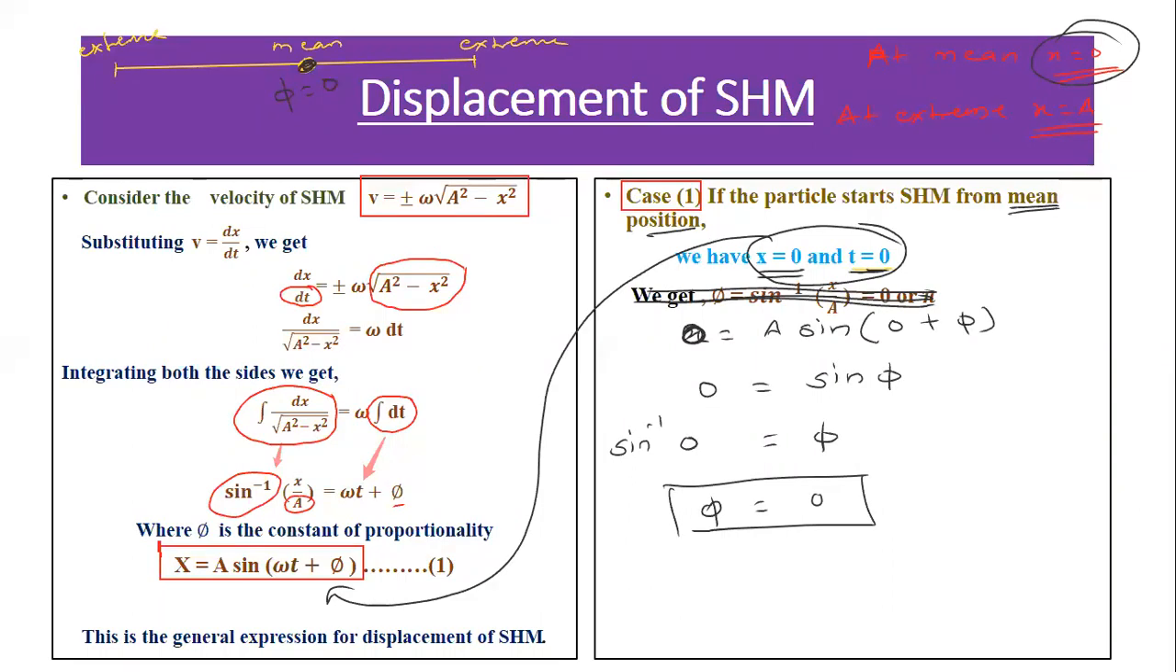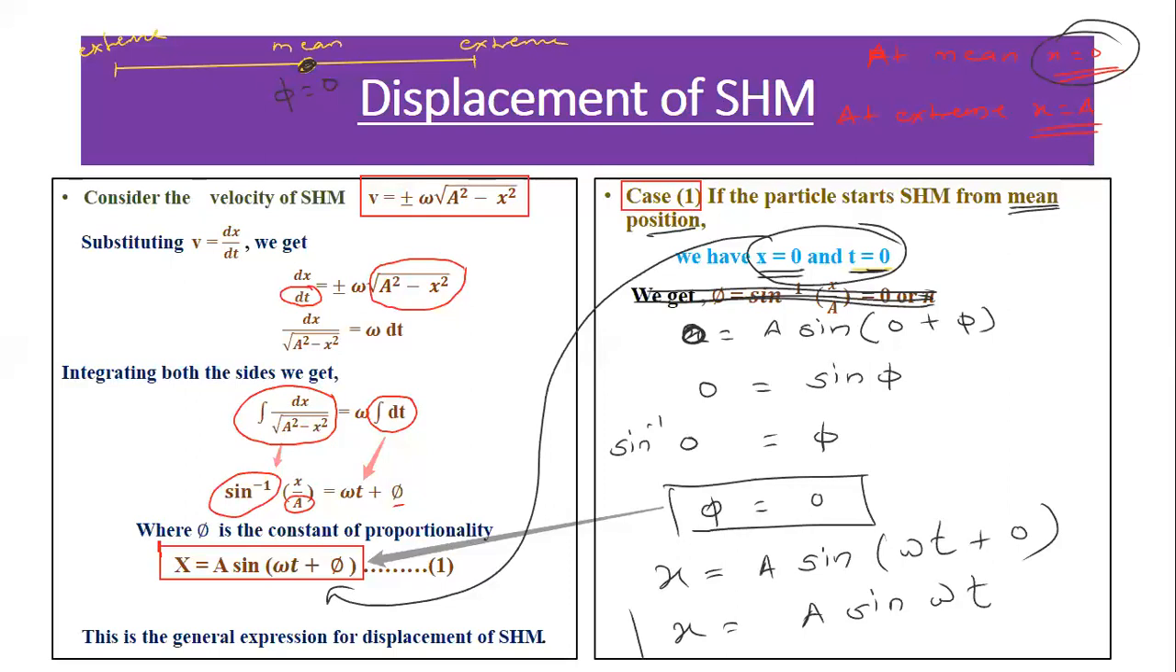The second thing is if I substitute phi is equal to 0 in the formula of displacement, x is equal to a sine omega t plus 0. So we get the formula x is equal to a sine omega t as the displacement. If the particle starts at the mean position, this is the formula for displacement.